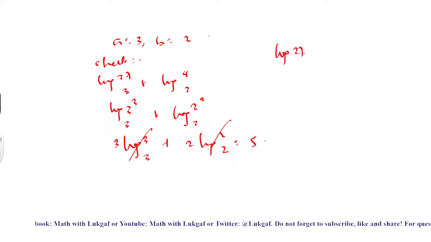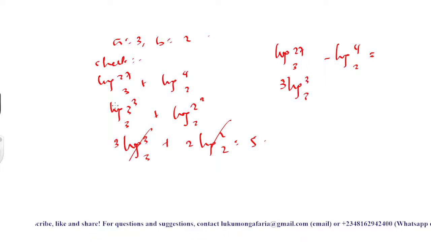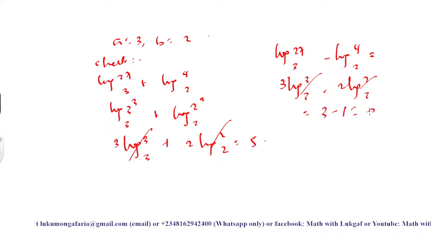So log 27, our a is 3, minus log 4 base 2. Similarly, this is going to give me 3, like we've done here. Then minus 2 log 2 base 2. This will cancel this. Then you have 3 minus 2, which is equal to 1. And you can see it is very simple as that.